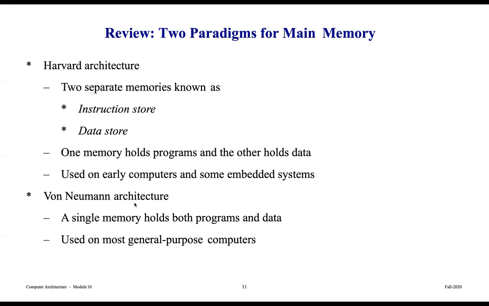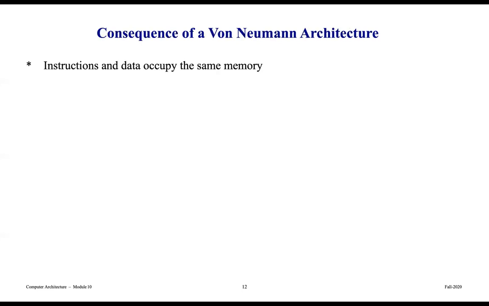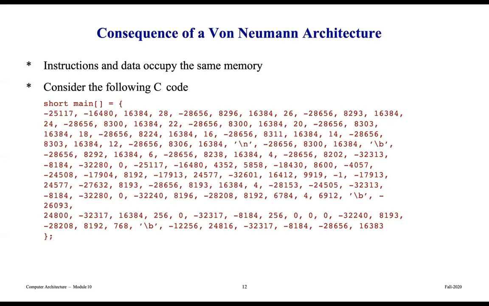In contrast, the von Neumann architecture is a single memory that holds both programs and data, and it is used on most general purpose computers. Thus, the emphasis on general purpose. So what are the consequences of the von Neumann architecture? Instructions and data occupy the same memory. And let's talk about this example.